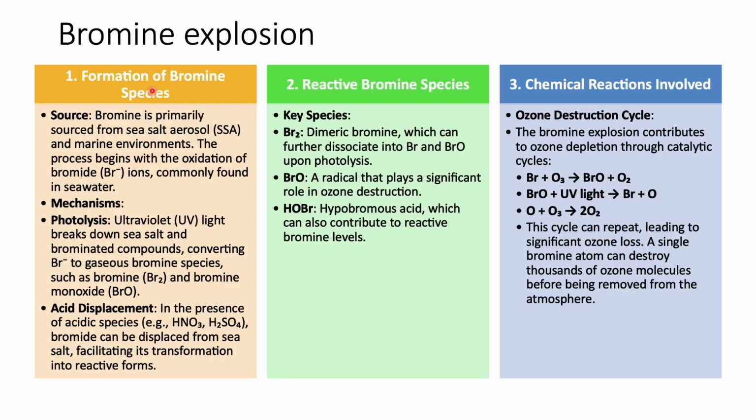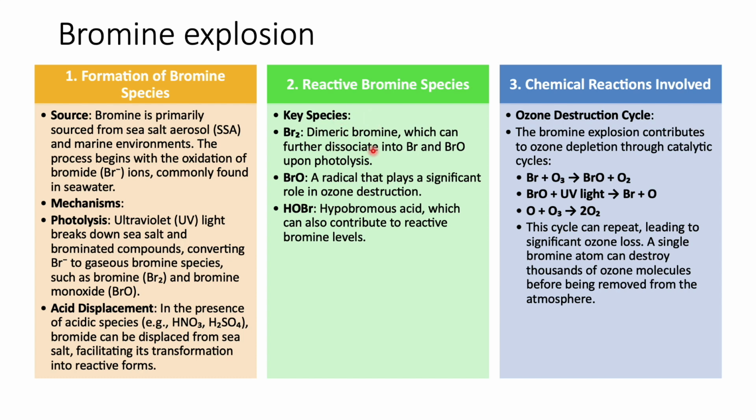So here is the explanation of various aspects of the bromine explosion reaction. First is the formation of bromine species. The source is basically the aerosols, and the mechanism we have seen. There is also another method by which this happens: an acid displacement reaction. In the presence of acid species, bromide can be displaced from sea salt, facilitating its transformation into a reactive form. So that is also happening.